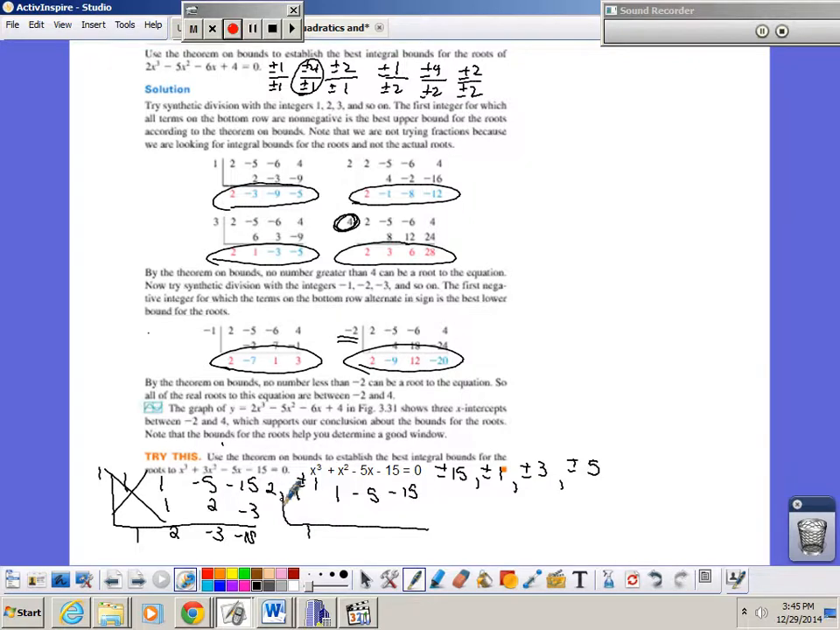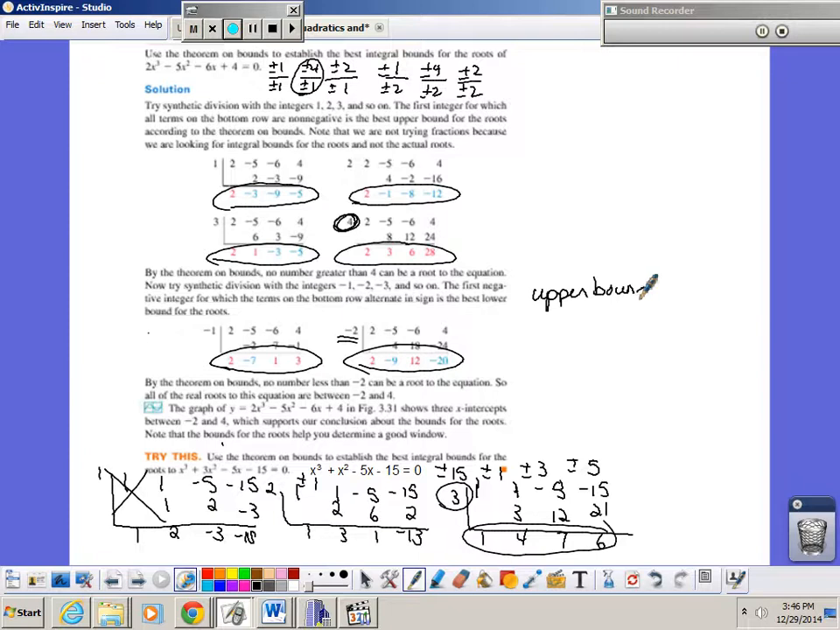Try 2. 1, 2, 2, 3, 6, 1, 2, negative 13. Getting closer at least. Let's try 3. 1, 1, negative 2, negative 15. I hope I don't have to go to 15. 1, 3, 4, 12, 7, 21, 6. Upper bound is 3. So I found my upper bound, and let's see if I can find my lower bound. I'm going to have to erase this because I'm running out of space.